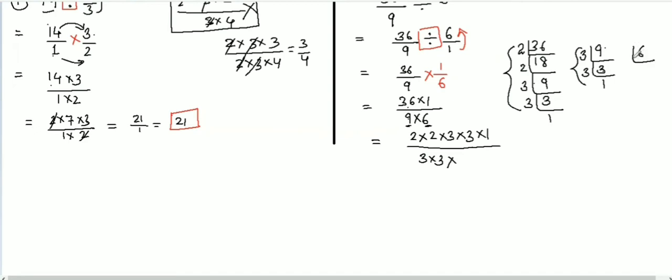So 6 can be divided by 2. So write down 2 multiplied by 3 will give you 6. Then again take 3, 3 multiplied by 1 will give you 3. So write down this 2 by 3 instead of this 6. So 2 multiplied by 3.